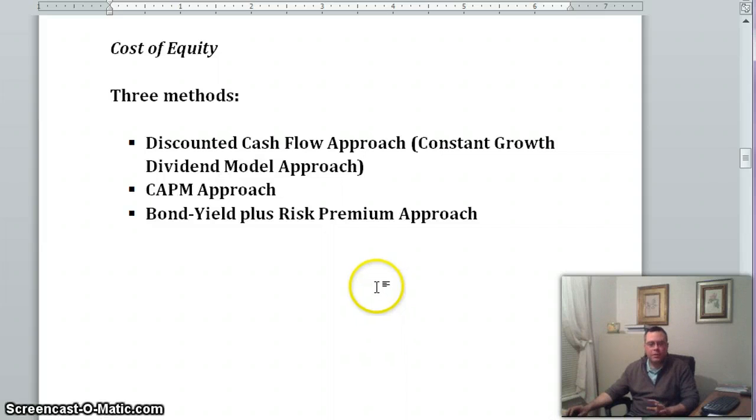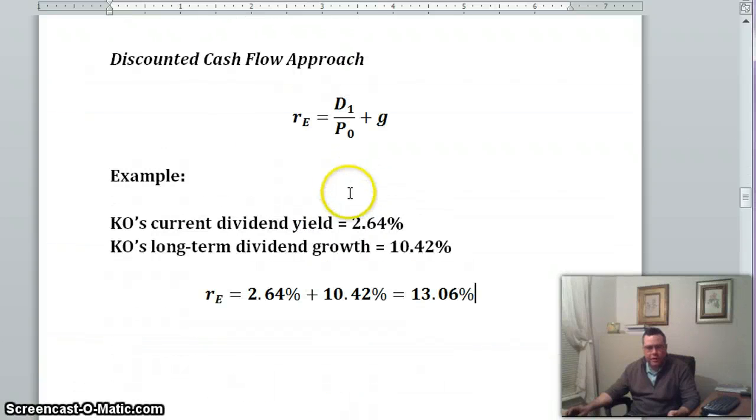But anyways, at the very end of the last lecture we were covering how to measure the cost of equity when making what we call the WACC, the weighted average cost of capital. We looked at the discounted cash flow approach, which is the same formula as we saw in the last chapter, expected returns on the equity or the dividend yield plus growth rate, and then we found it to be 13.06%. Now we're going to do the other two methods.